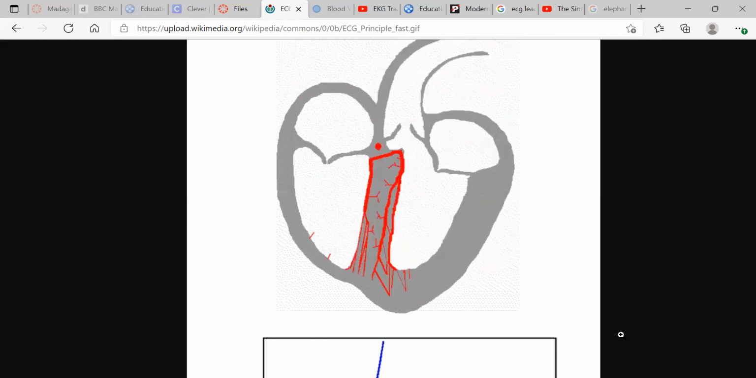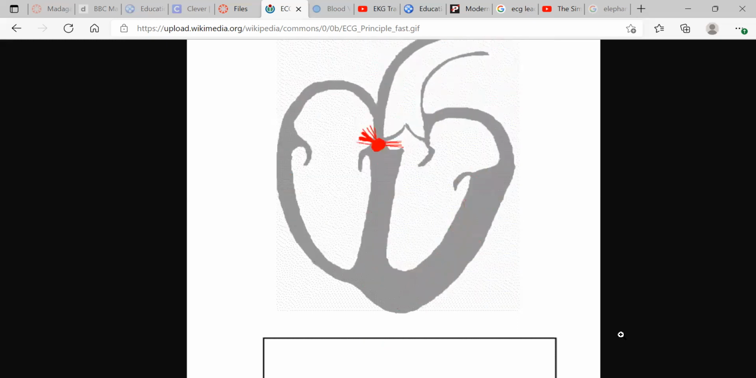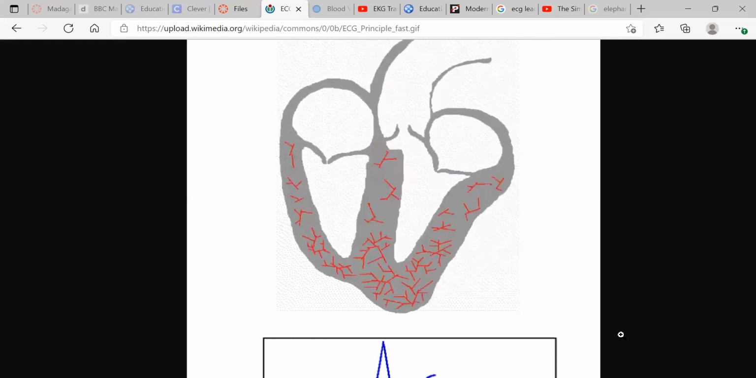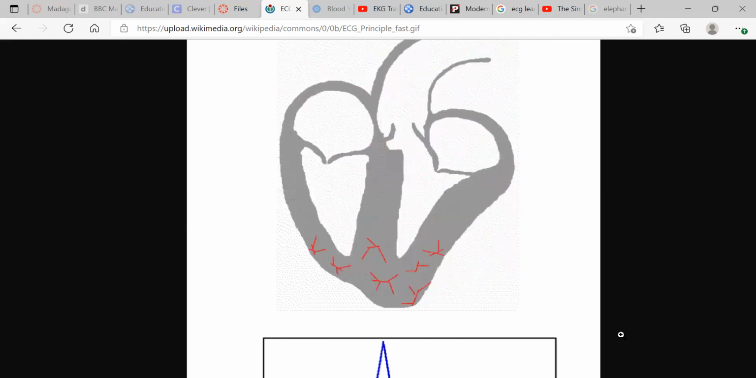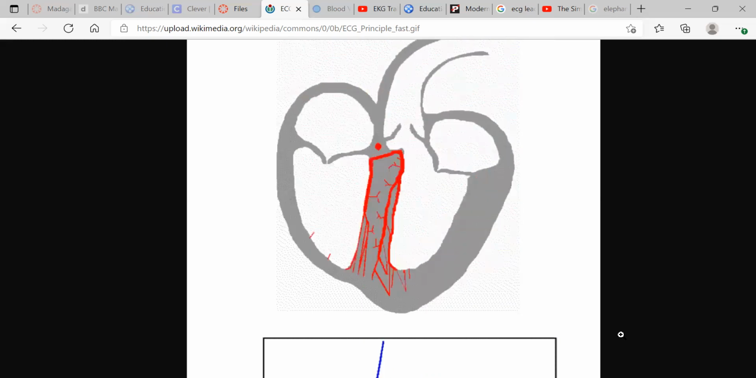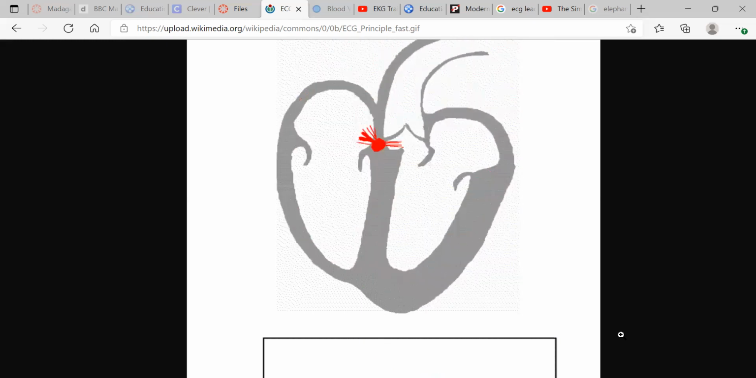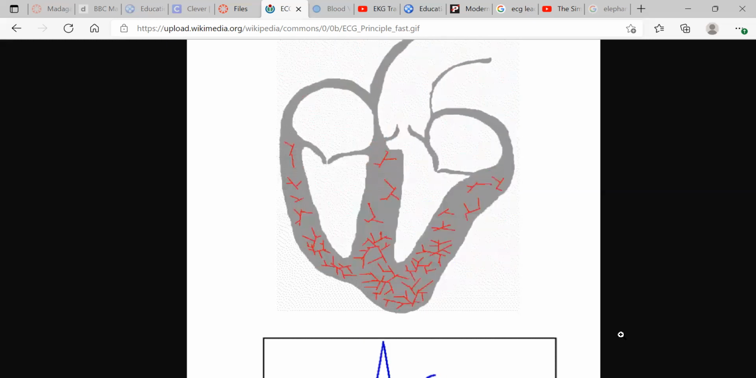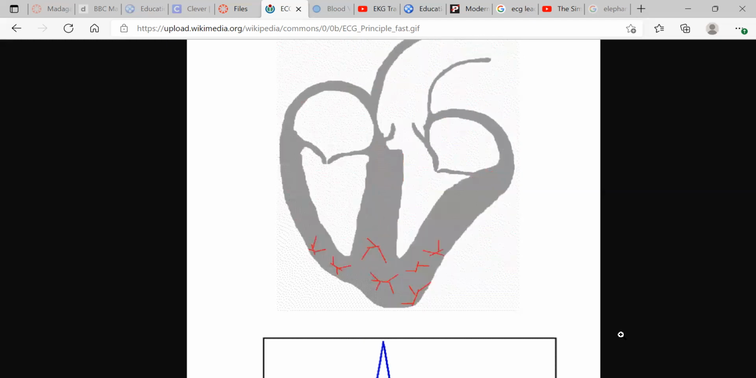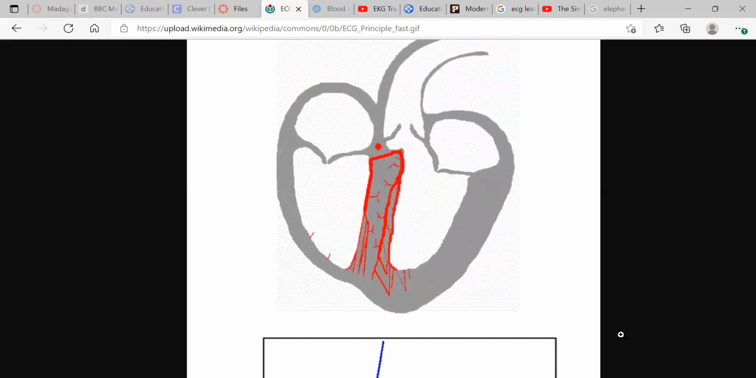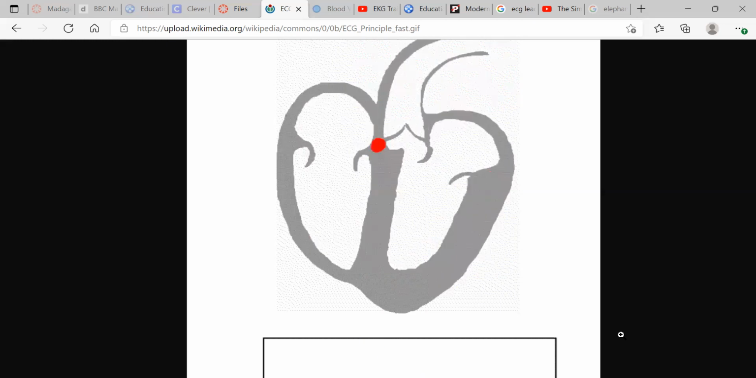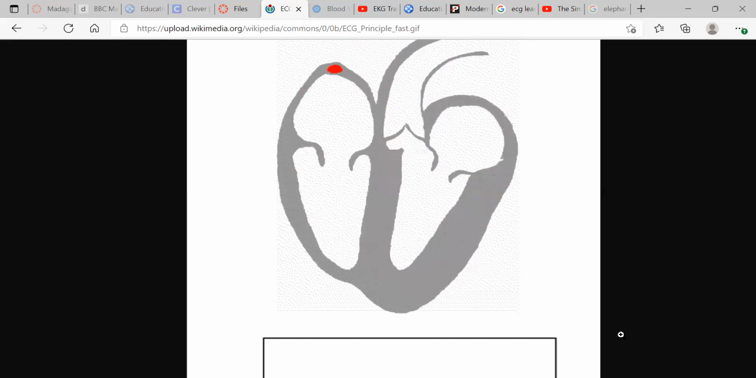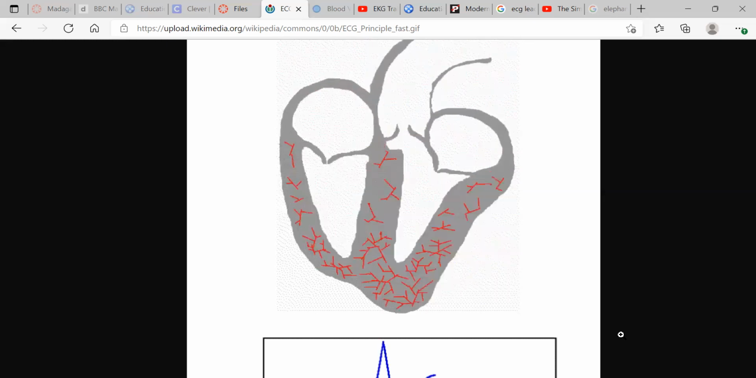If those are contracting, what is happening to both AV valves? They're opening. When the atria contract, the valves open. And where will blood be pushed to when the atria contract and thereby open the valves? Ventricles, okay? Follow along now. Once the blood is in the ventricles, what happens to the atria? No, the atria, not the valves, the atria. They relax. And when the atria relax, what does that do to the valves? Closes them. Good, good, good, good so far.